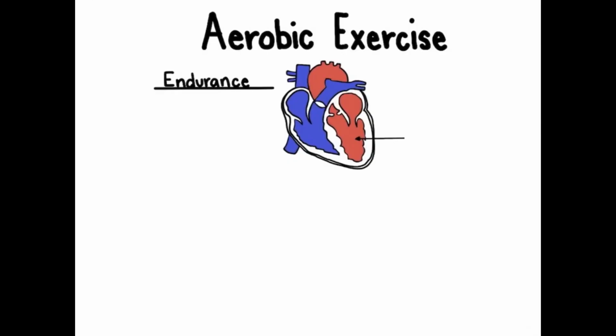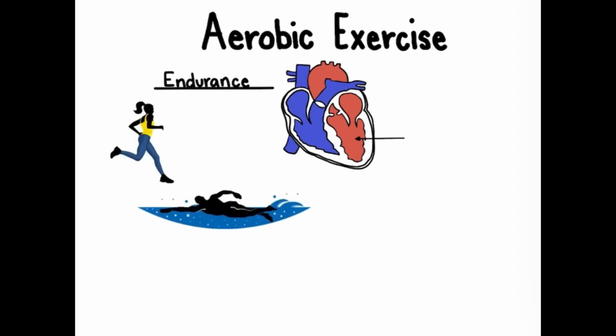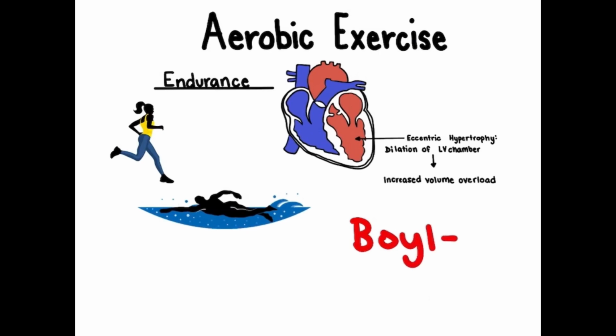Aerobic training refers to any exercise that requires endurance, examples being long-distance running or swimming. These types of endurance exercises cause the left ventricular wall to dilate, allowing for increased blood volume in a process called eccentric hypertrophy. This is supported by a concept by the name of Boyle's law, which describes the inverse reaction between pressure and volume.